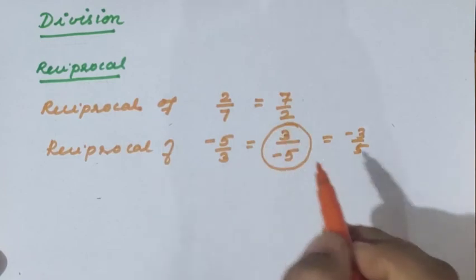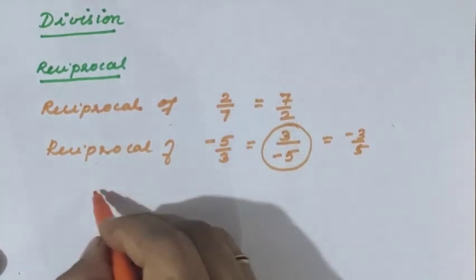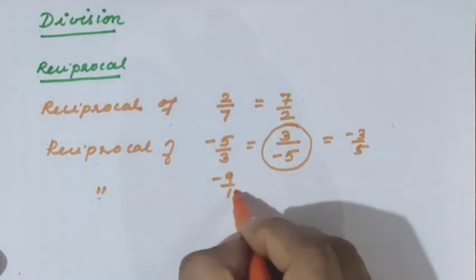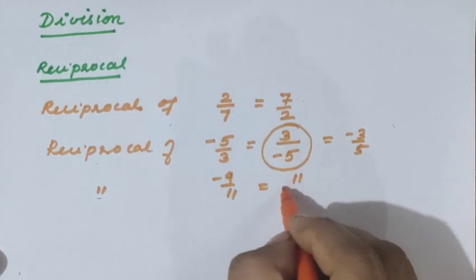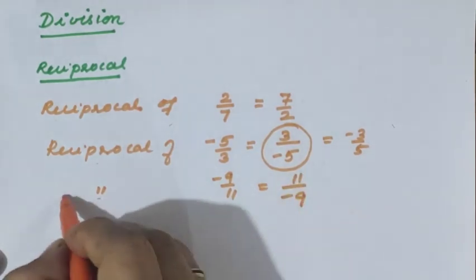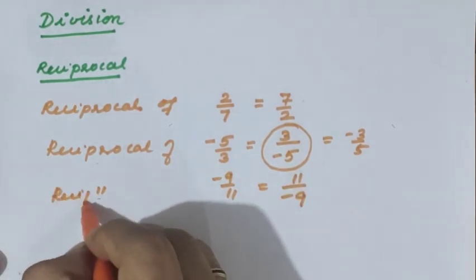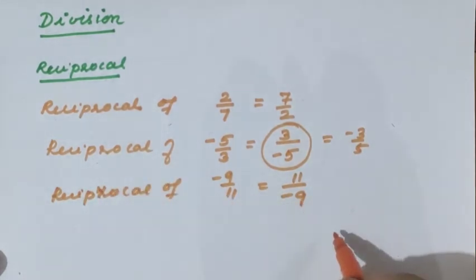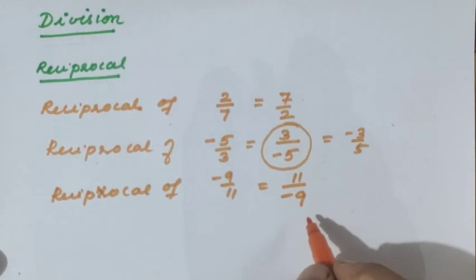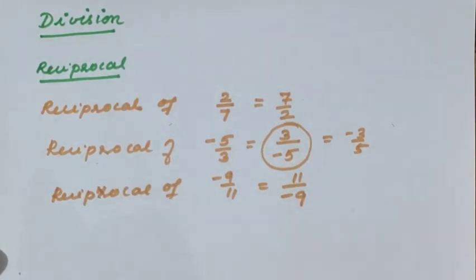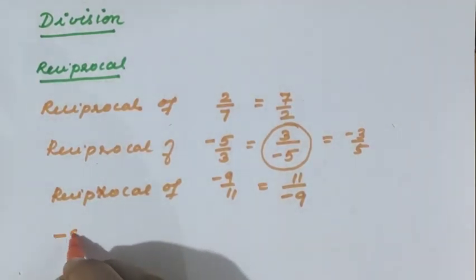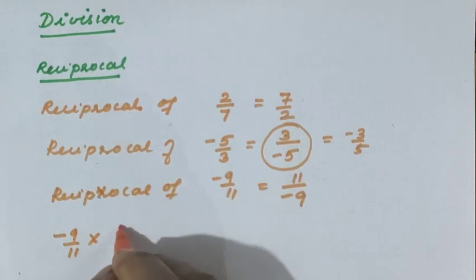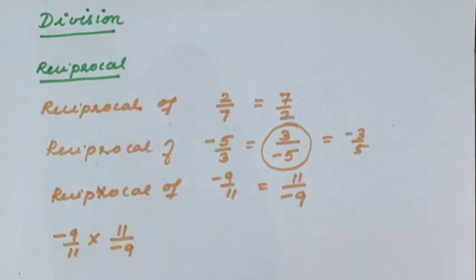the expected answer, right? So similarly, what is the reciprocal of minus 9 by 11? It is equal to 11 by minus 9. So we should always write like this: reciprocal of minus 9 by 11 equals 11 by minus 9. Now what is the next step? What is the product of reciprocals? That means when we are writing minus 9 by 11 into 11 by minus 9, what will happen?